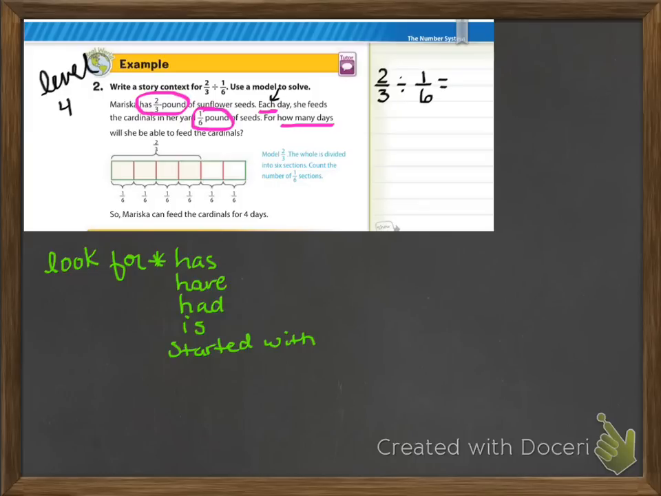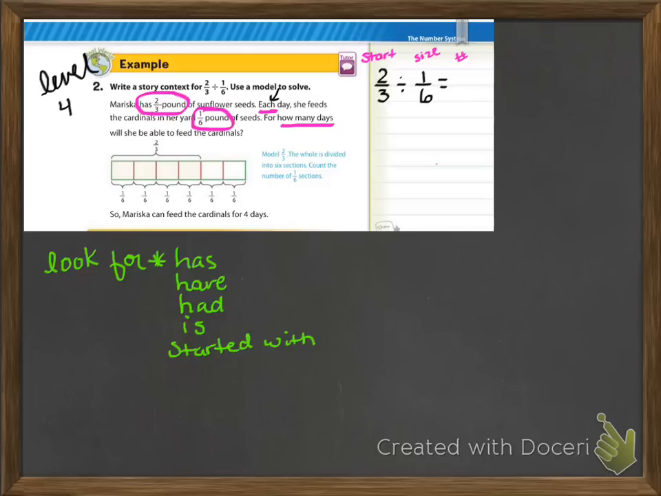Now remember, just like I told you in class, this is what you start with, right? So if your starting amount, this is the size, right? This is the size of the pieces. And then this should be the number of the pieces. So in this case, this is going to be the number of days that she can actually feed the cardinals.